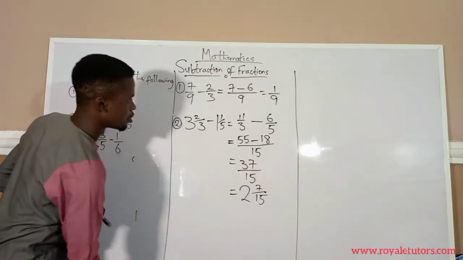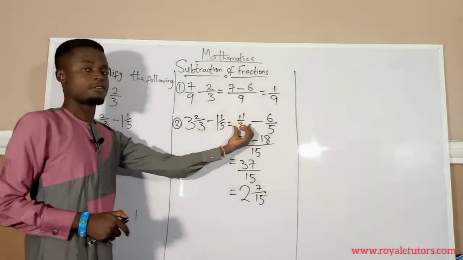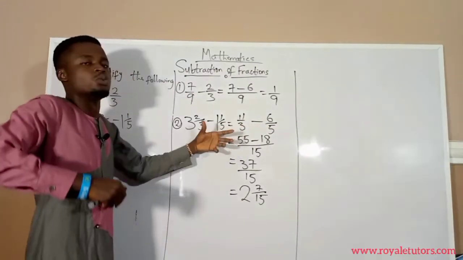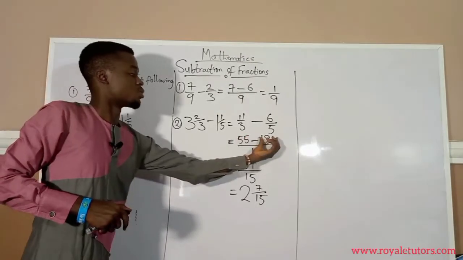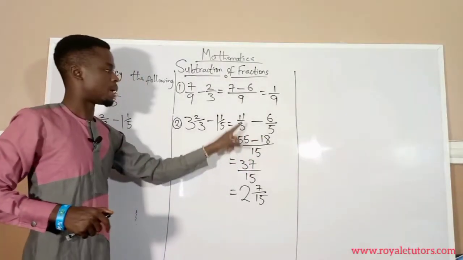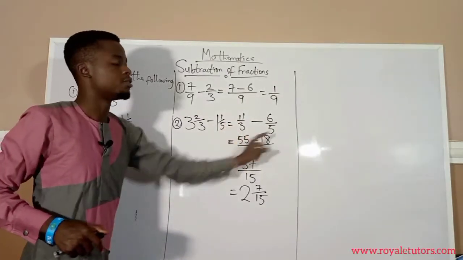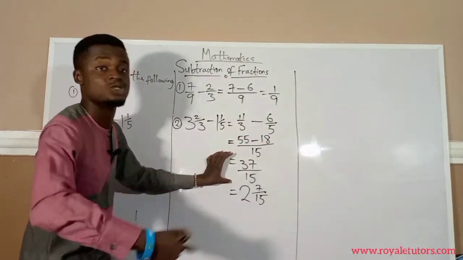So don't forget the process we went through. We change each of them to improper fraction. Then we find the LCM. Then we find the numbers that are supposed to be here. How? The LCM divided by the denominator, multiplied by the numerator for each fraction. Compute the subtraction, you have this, then change it to a mixed fraction.